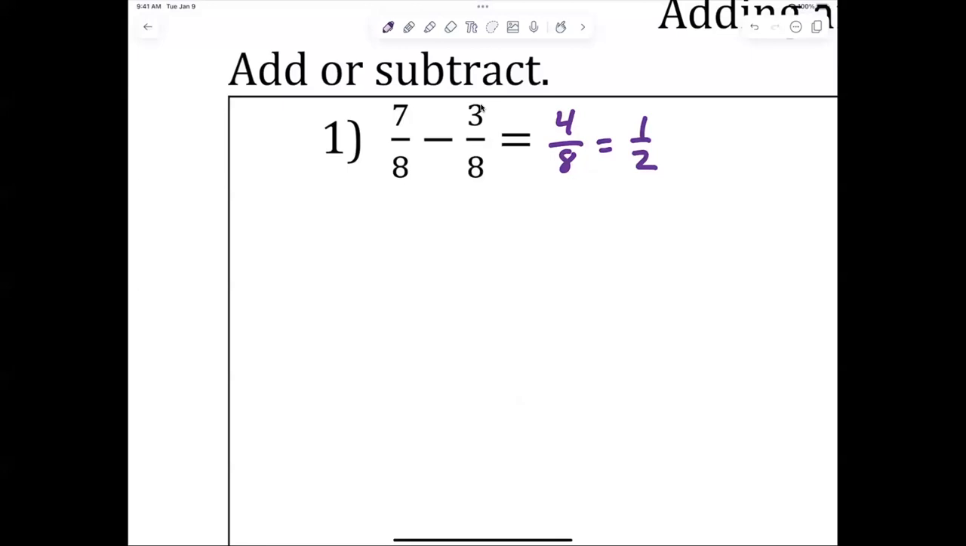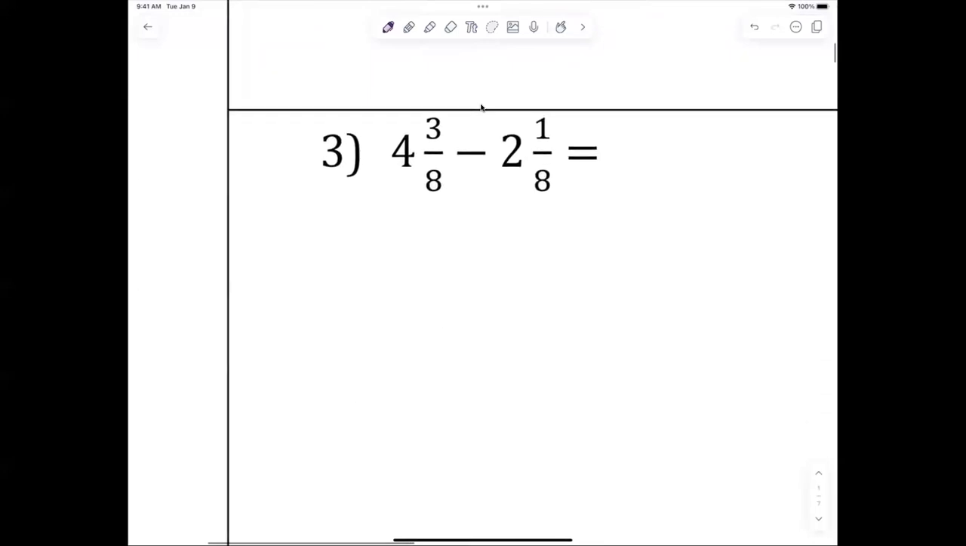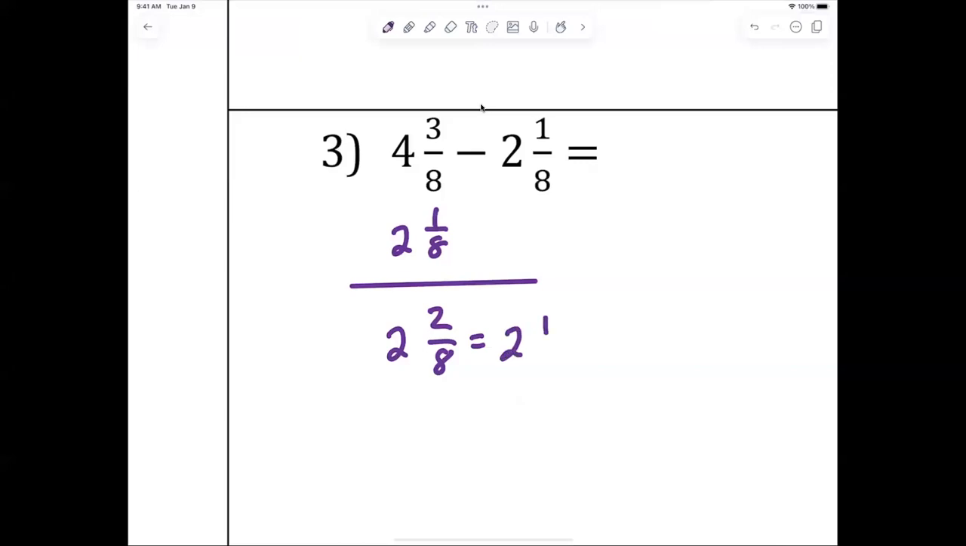All right, let's slide down to number 3. Now, again, 4 3/8 goes on top because it's bigger than the 2. So we're just going 4 3/8 minus 2 1/8. What's 3/8 minus 1/8? 2/8. And then we have 4 minus 2. 2. And then we just reduce that to what? 2 1/4. All right. 2 for 2 so far.